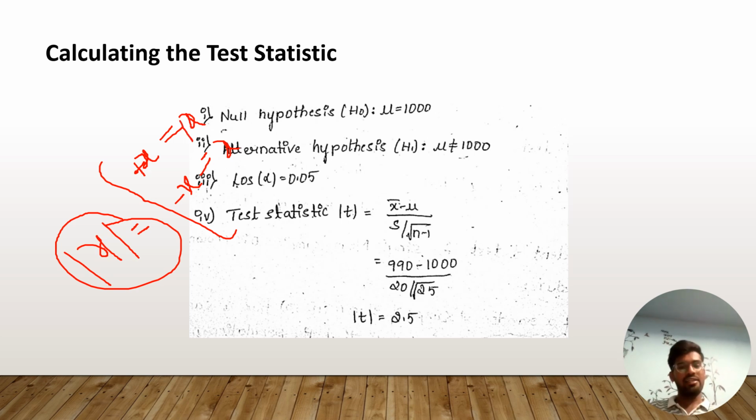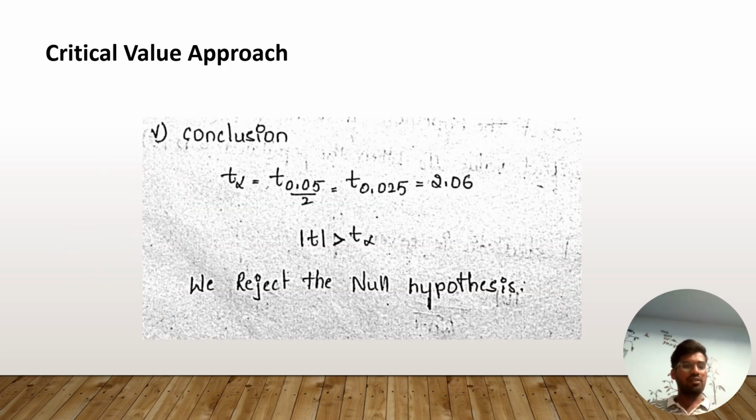Here, x bar is 990, mu is 1000, divided by 20 divided by the square root of 25. The square root of 25 is 5, so 20 by 5 is 4. Then 4 divided into 10, the difference between 990 and 1000. After that, the conclusion. T alpha is the level of significance divided by 2, which comes to 0.025. By comparing with the table, we conclude 2.06.